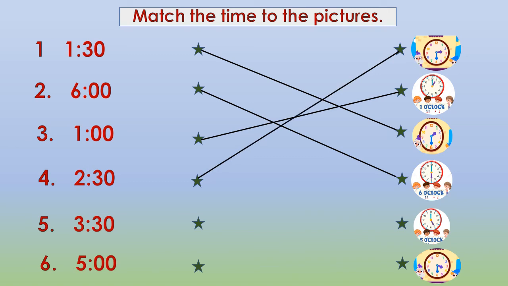Very good. Number 5. 3:30. Which clock shows 3:30? Excellent. Number 6. 5 o'clock. Which clock shows 5 o'clock? Correct.